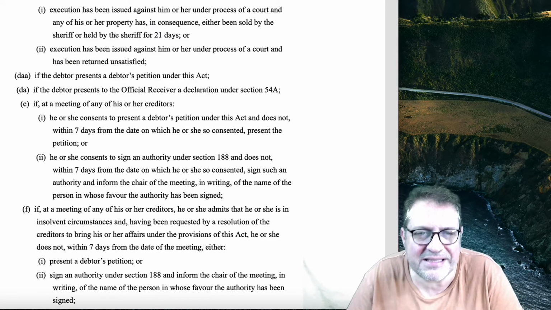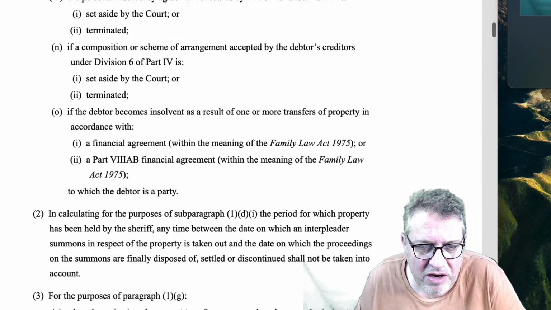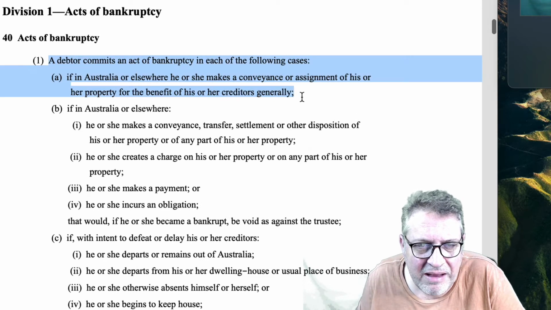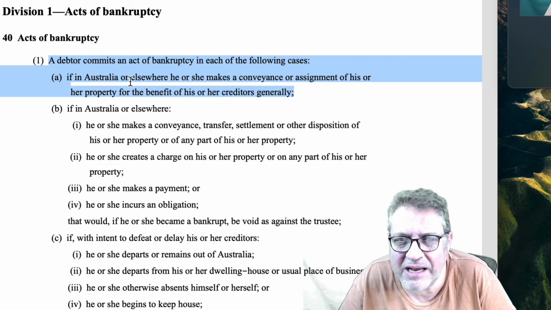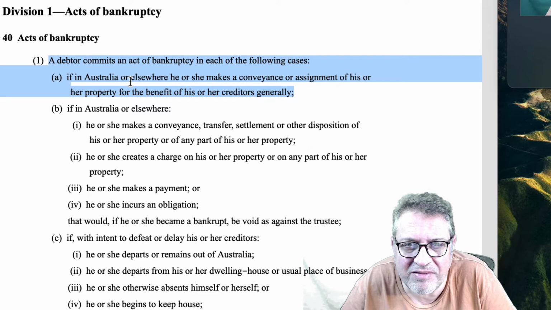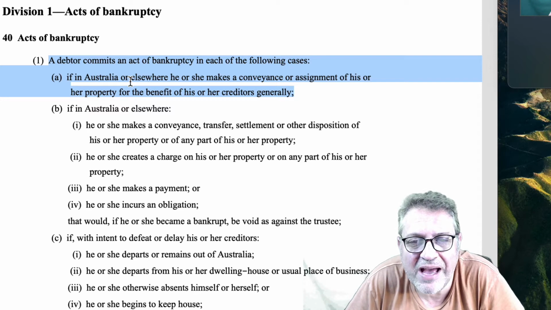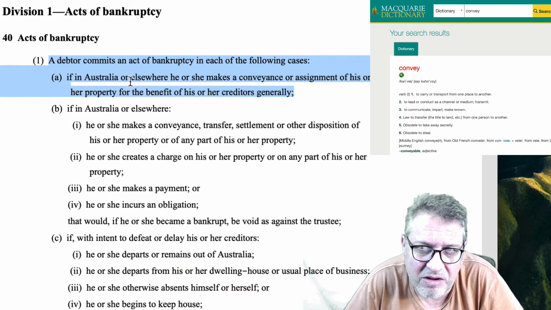Let's now have a look at a debtor commits an act of bankruptcy in each of the following cases. And there's quite a few here, so we're not going to go through them all today. But let's have a look at Section 41A, and we'll see how we go. So it's in Australia or elsewhere. So you could be in Fiji, for instance, and you make a conveyance. In other words, that means you transfer, you give away, you move, you convey something. So you convey or assign his or her property. So that could be shares. It doesn't mean securing, giving away security, in other words, mortgaging them. It means conveying or parting with, so losing control of.